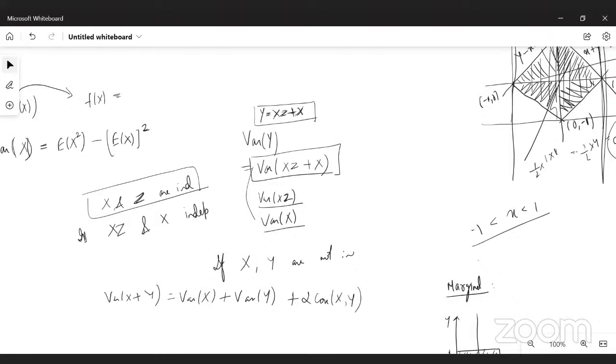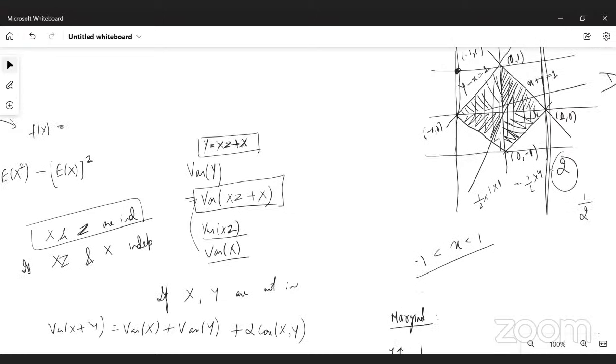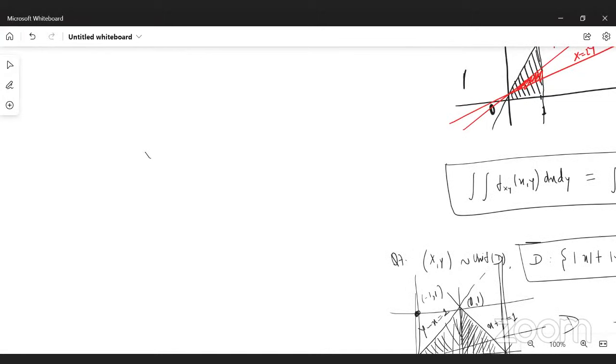I was asking, if it had been a simple one, like Y equals 10X plus 5 or 15X plus 5, or 10X plus 7, anything like 10X plus something, then how would you calculate the variance of this function? Can we directly say the variance of Y is 100 times the variance of X?